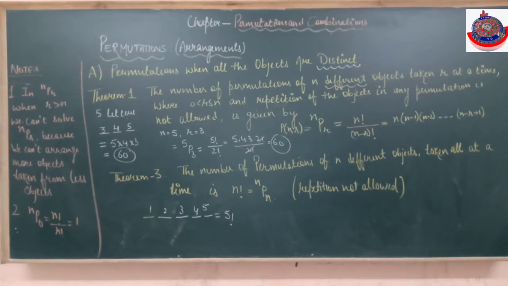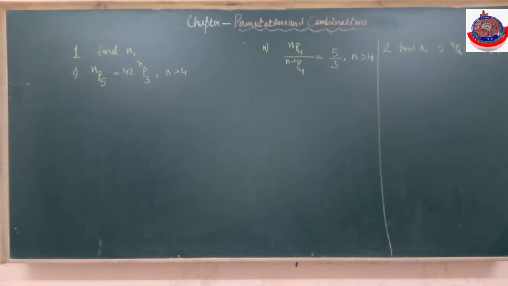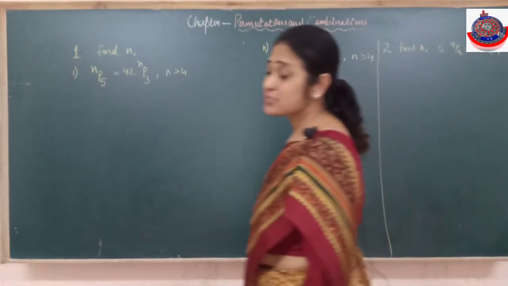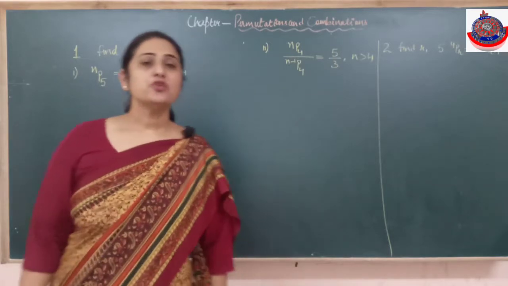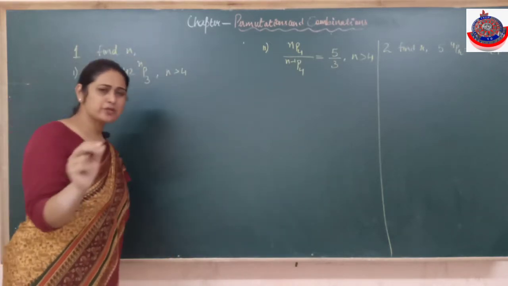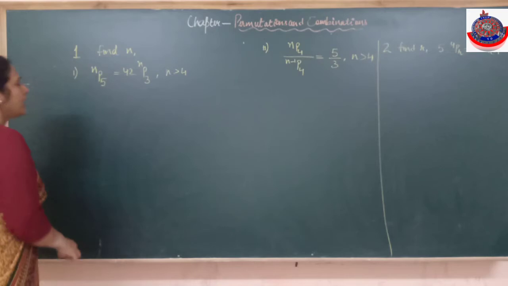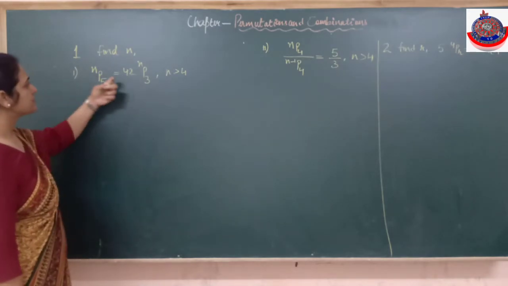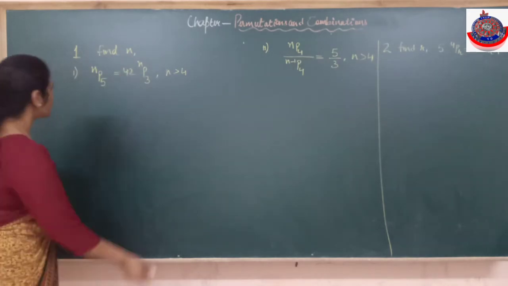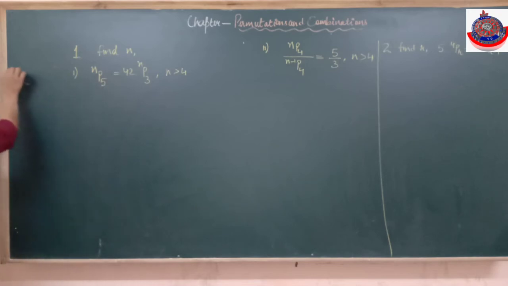Let's pick up a few examples. See, a few basic questions. I just need to solve for n. This is not a word problem, just simple solving of P. I'm just making you well versed with P, how to solve P. That's it. I have to find n when nP5 is equal to 42 into nP3. Solve it. We know the formula of nPr.